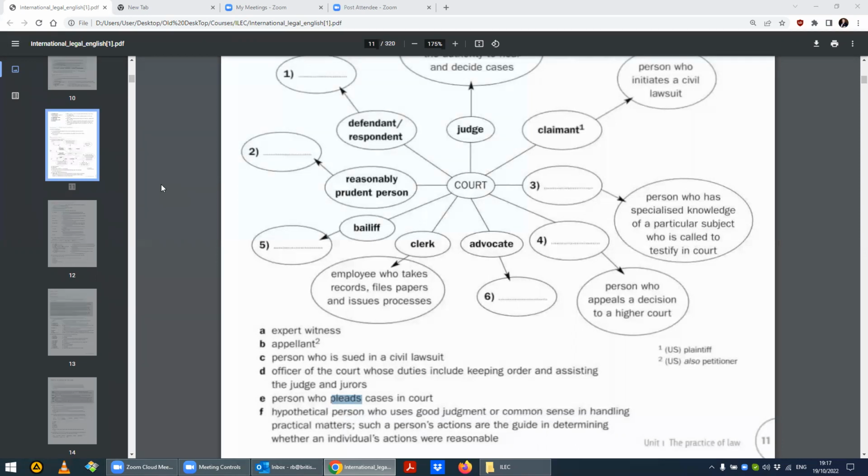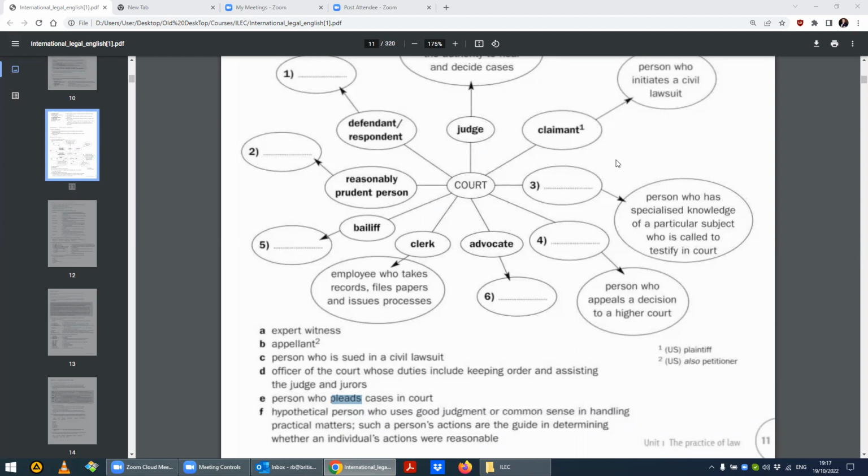F, good, Vika. F. It's a hypothetical person. In other words, doesn't actually physically exist. A hypothetical person who uses good judgment or common sense in handling practical matters. Such a person's actions are the guide in deciding whether the actions of that individual were reasonable, whether they have behaved in accordance with the law or broken the law.